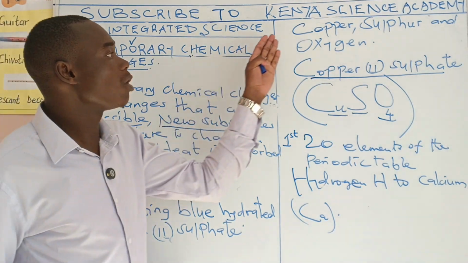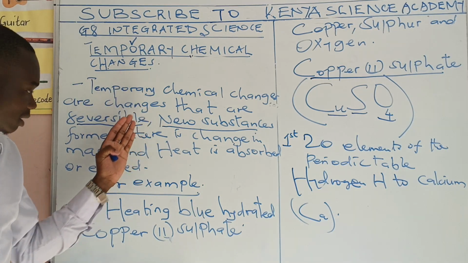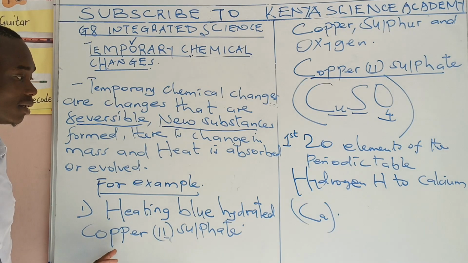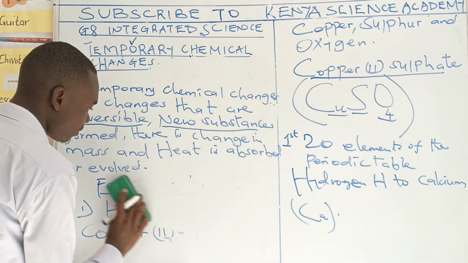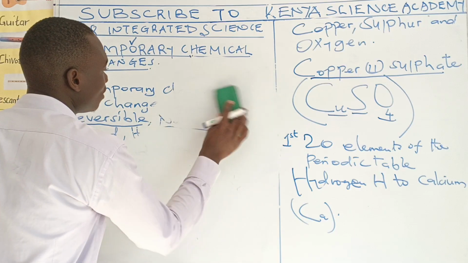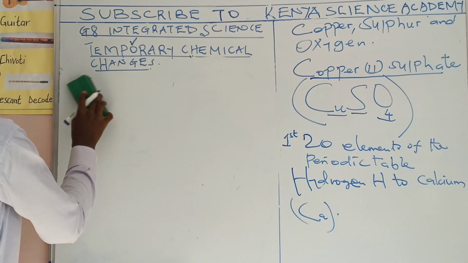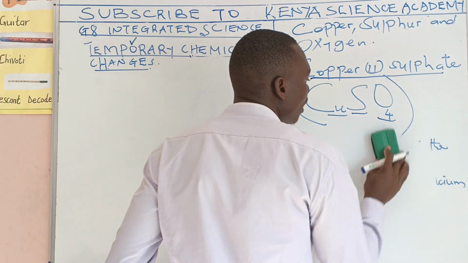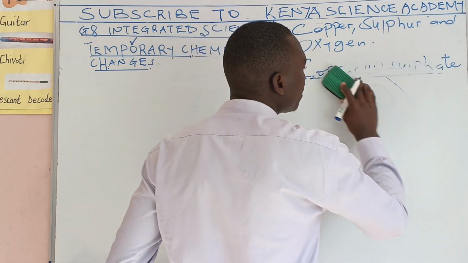By now, we want to discuss copper 2 sulfate as an example of a temporary chemical change. When you heat it, it is blue when it is hydrated. And for that reason, I want us to know the differences in the following terms. I have said that number one example of a temporary chemical change is heating blue hydrated copper 2 sulfate.